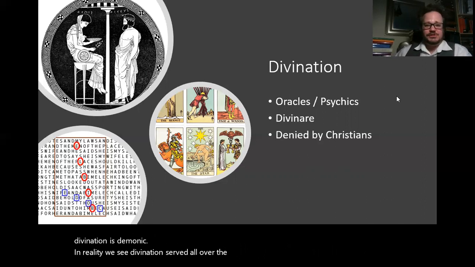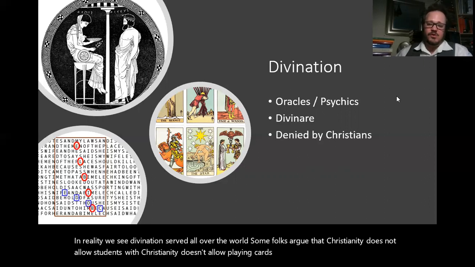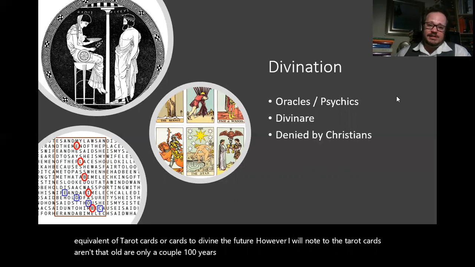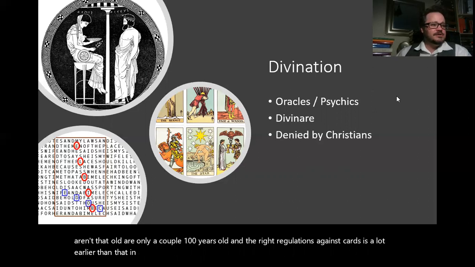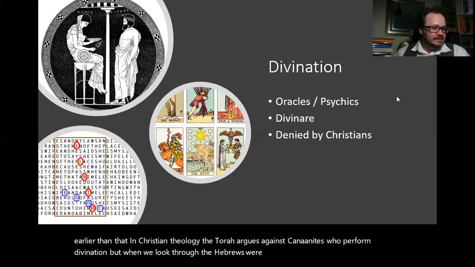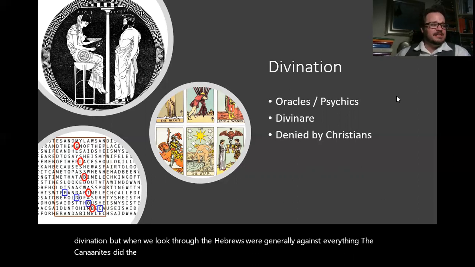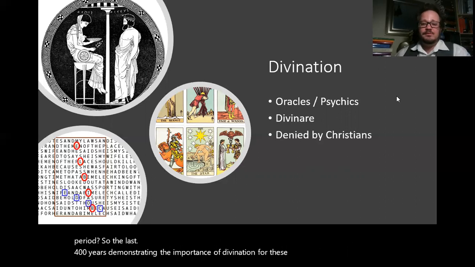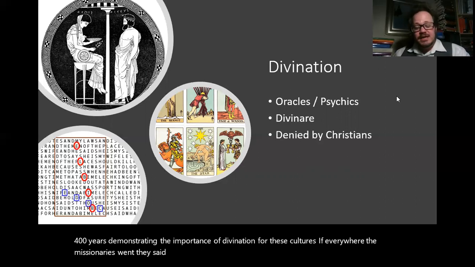Some folks argue that certain sects of Christianity don't allow playing cards, because playing cards are the equivalent of tarot cards, or cards to divine the future. However, I will note that tarot cards aren't that old. They're only a couple hundred years old, and the regulations against cards are a lot earlier than that in Christian theology. The Torah argues against Canaanites who performed divination, but the Hebrews were generally against everything the Canaanites did. The Christians really started denying divination during the missionary and colonial period, so the last 400 years, demonstrating the importance of divination for these cultures. If everywhere the missionaries went, they said, oh, divination is bad, it means that they encountered divination everywhere.